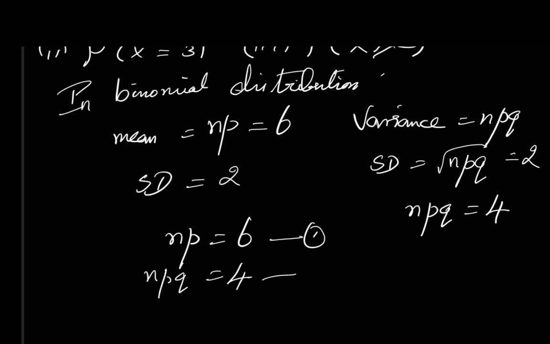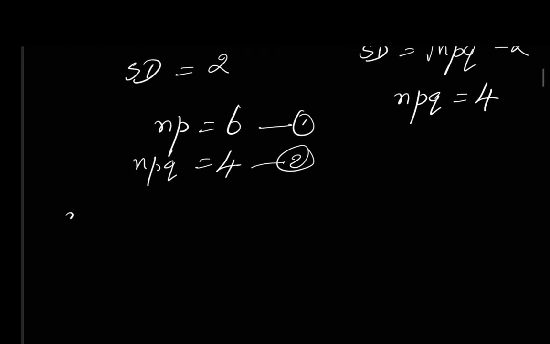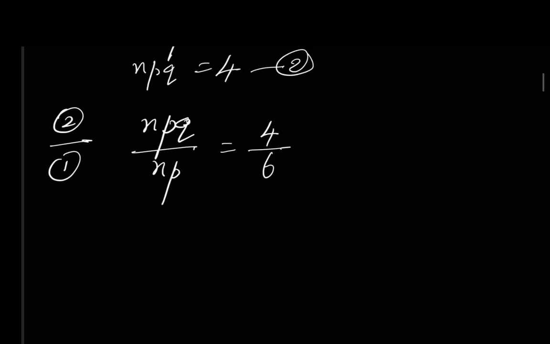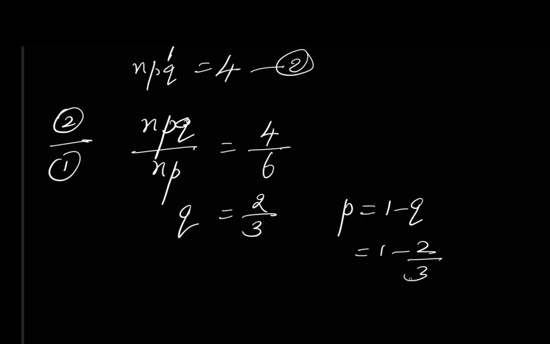So this is the first equation, and this is the second equation. Second equation divided by first equation: NPQ by NP, and on the right side you get 4 by 6. Here NP gets cancelled. Q is equal to 2 by 3, since 2 twos are 4, 3 twos are 6. So Q is 2 by 3. What about P? P is 1 minus Q, so 1 minus 2 by 3. Take 3 as LCM: 3 minus 2 is 1 by 3. So we have Q as 2 by 3 and P as 1 by 3.